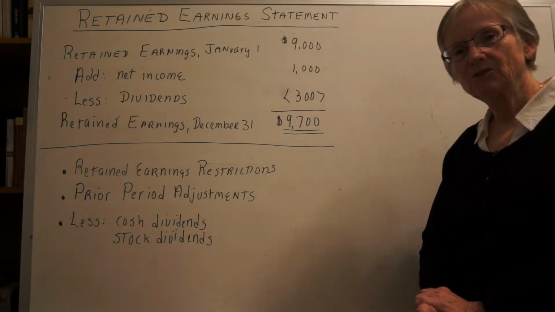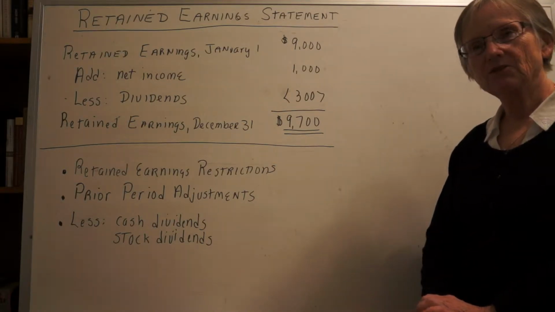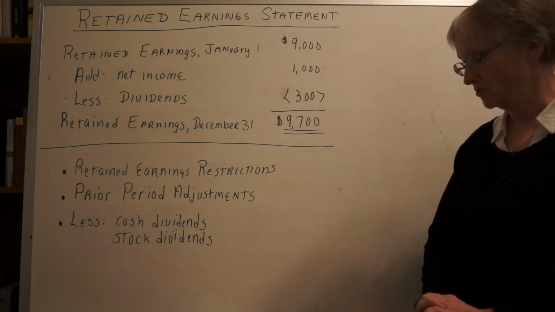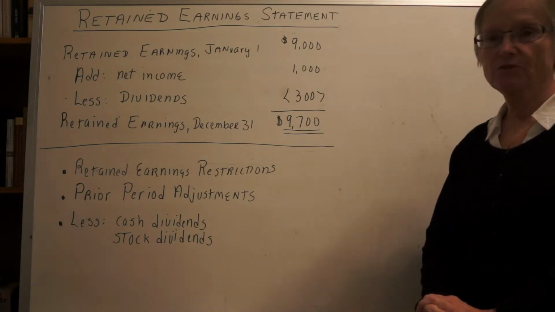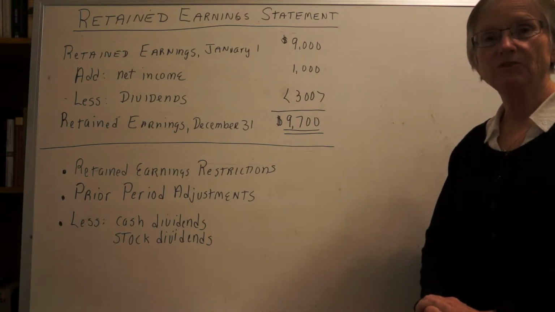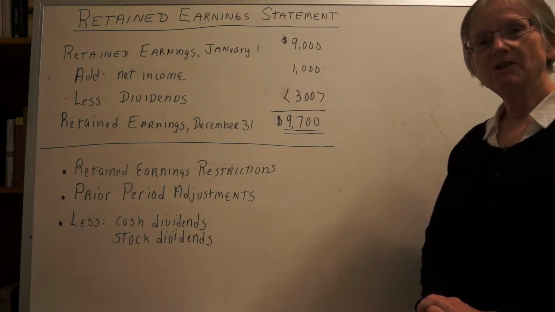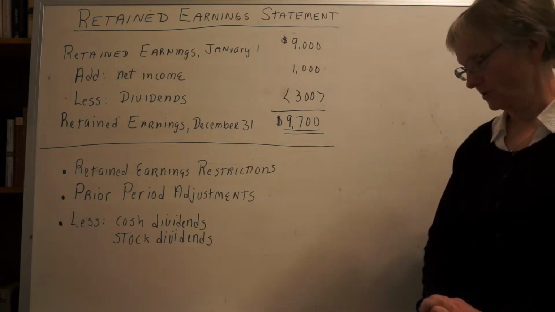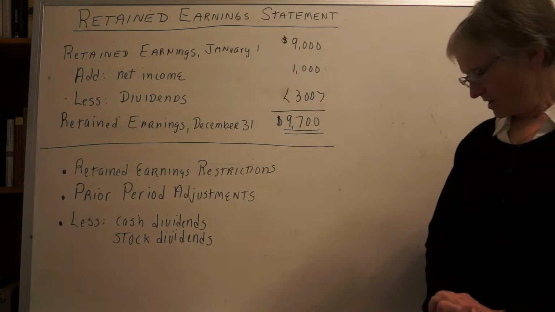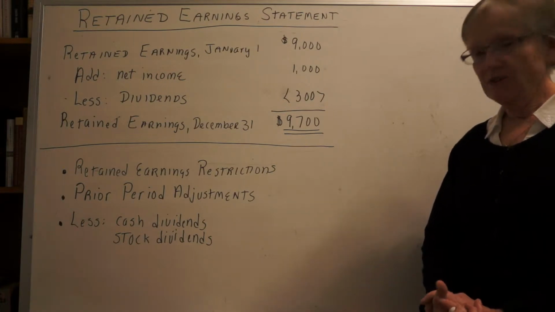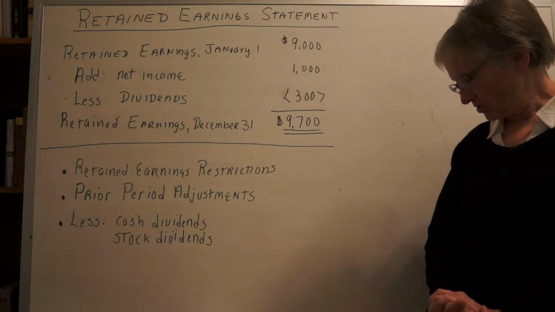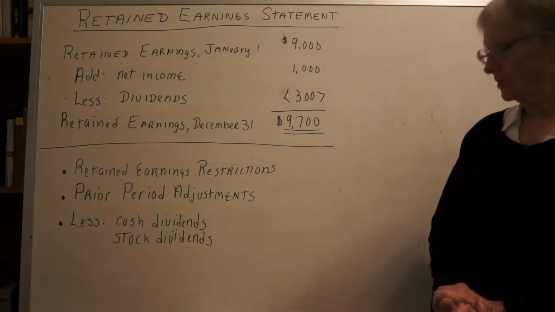The restrictions can be legal. In some states, there may be restrictions on the amount that a company has to keep as retained earnings. There may be contractual restrictions. When a bank gives a loan to a corporation, they may require a certain retained earnings balance be maintained just for their comfort zone. And then voluntary, that's where the board of directors has other plans for the company's retained earnings. So they were disclosed in the notes, and some companies will do a journal entry.